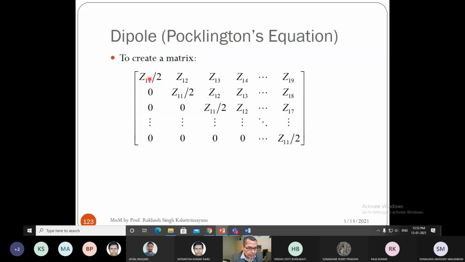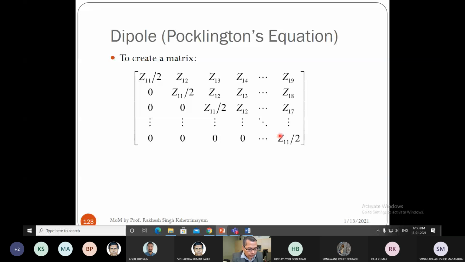That's why I have put a divided by 2 here. So diagonal terms will add up. Of the diagonal terms, the upper triangular part will be there. When I take the transpose, this will be here. So I can find out the matrix. I don't need to calculate the whole matrix.